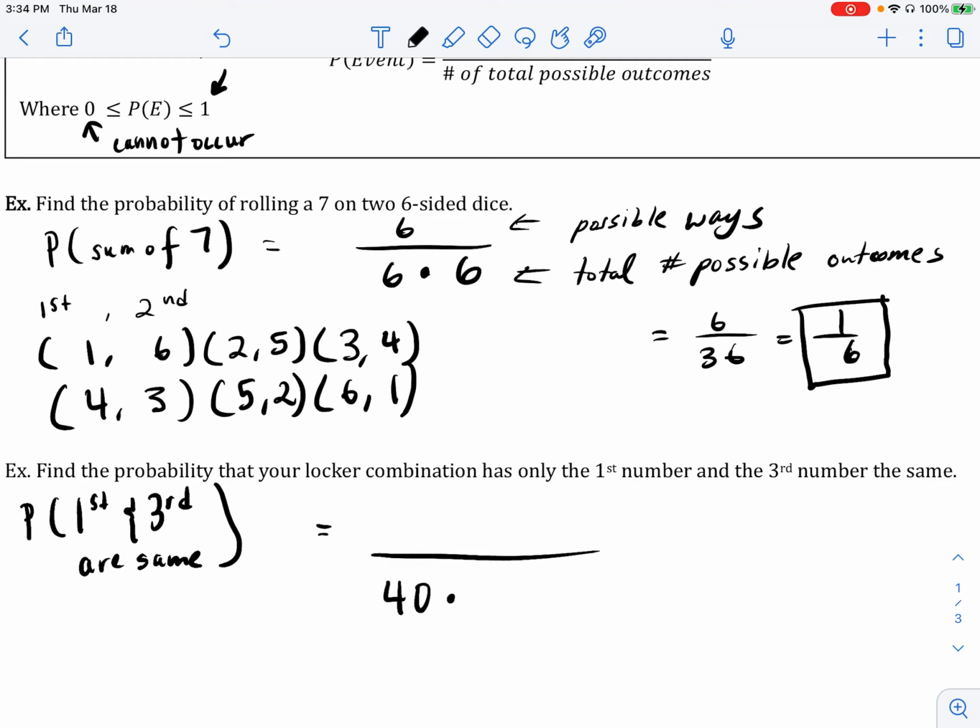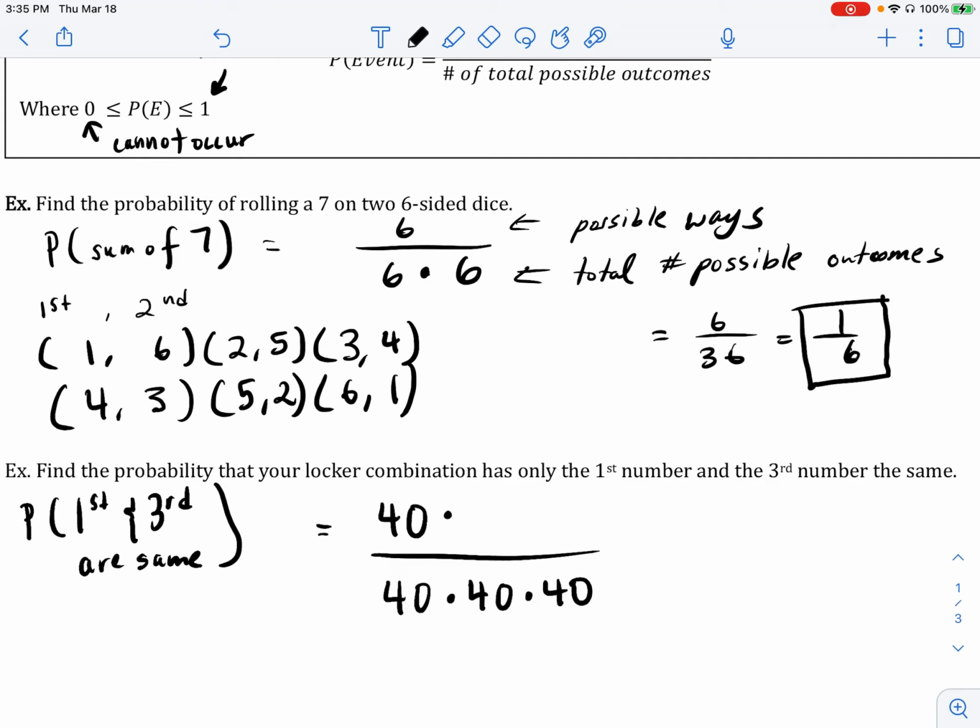And then the second number could also be any number from 0 to 39, so you could have a repeat. And then the third number also could be a number from 0 to 39. So you could have, for example, 111 as a number combination. Now let's think about the instances in which we're quote unquote successful, where the first and the third number are the same. So we can choose any number for the first number, right? So we have 40 there.